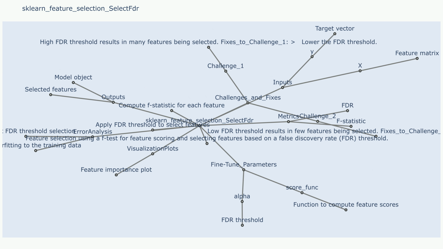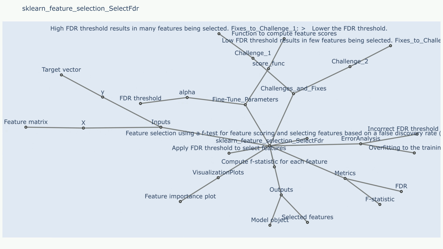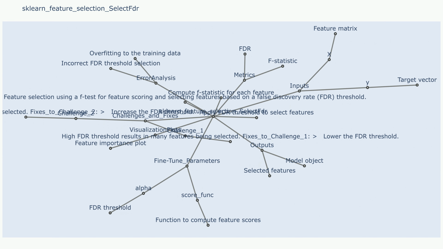Inputs. X, the training input samples. This should be a 2D array, where each row represents a sample and each column represents a feature. Y, the target values. This can be a 1D array for regression or a 1D array of class labels for classification. Outputs. Selected features returns a Boolean mask of shape n_features, where True indicates that the corresponding feature should be selected. Transformed data, the data with only the selected features.